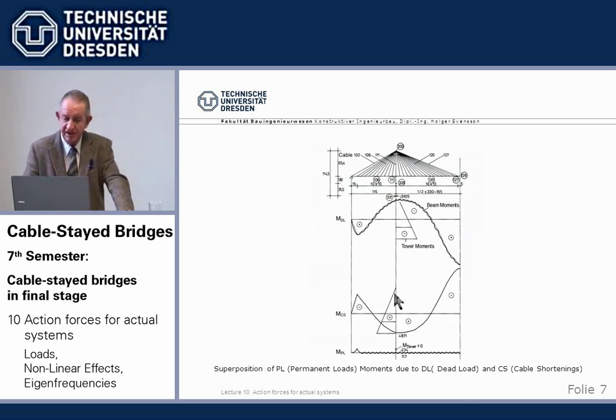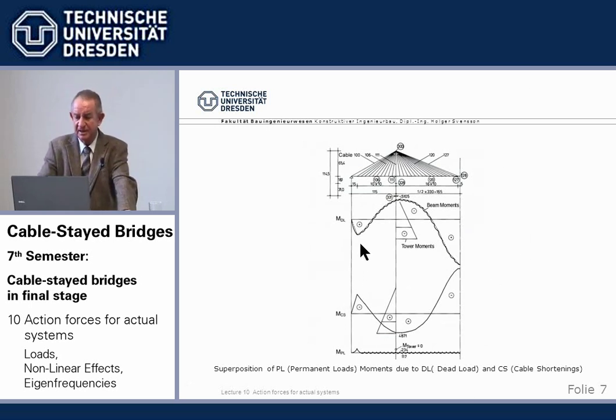Again, an example, Posadas. This is the run of moments for the dead load on the true elastic system. Big moments. We have here this run because we don't have a support here at the tower. All the beam is completely supported by the stay cable. This is a tower moment.